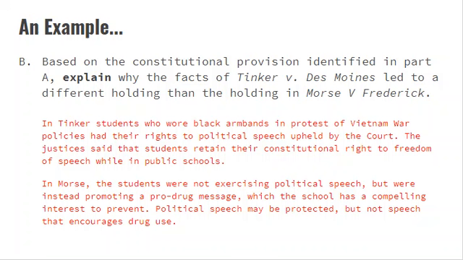That's all true. In Morse, the students were not exercising political speech, but were instead promoting a pro-drug message, which the school has a compelling interest to prevent. Remember, it was part of their mission to help students, it said in the facts of the case, it was part of their mission to help students understand that drugs are dangerous. Political speech may be protected, but not speech that encourages drug use. Yeah, so their argument here is that talking about drugs and how great they are is not quote-unquote political speech and therefore is not protected.